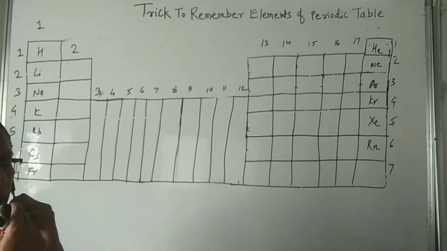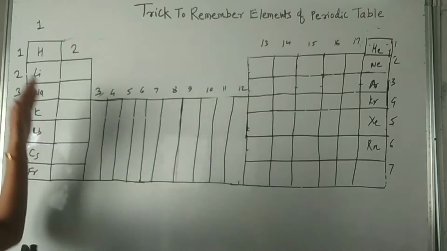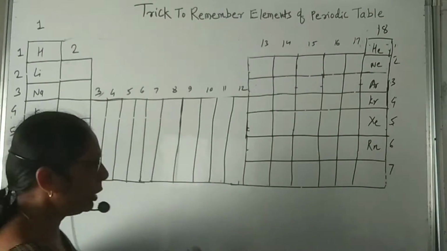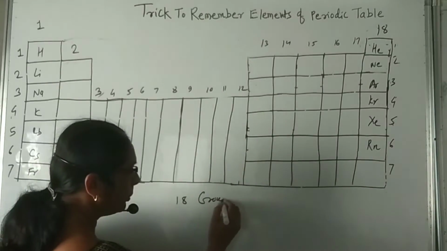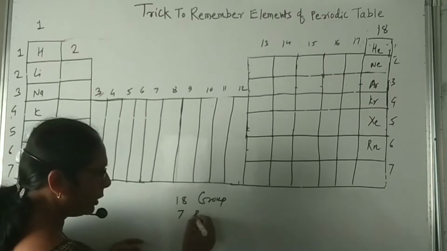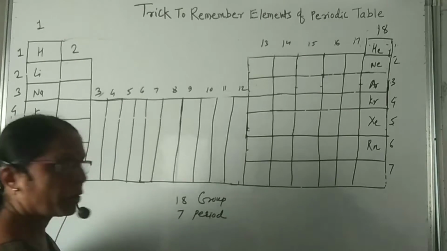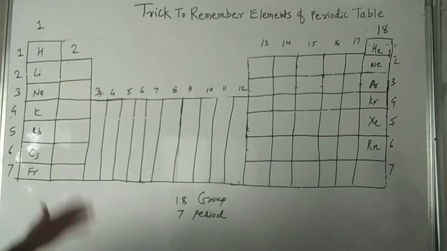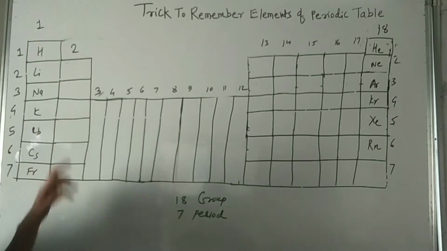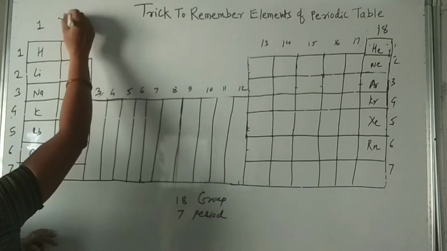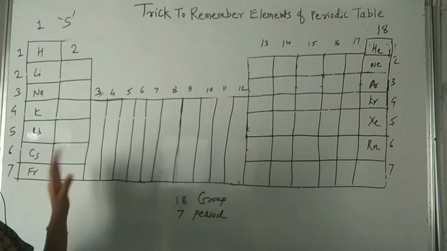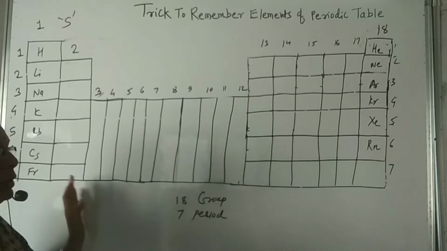When you consider the periodic table, we know that there are a total of 18 groups and 7 periods. Group number 1 and 2 are considered S block elements, because in all these elements the last electron is entering the S subshell, so they are called S block elements.